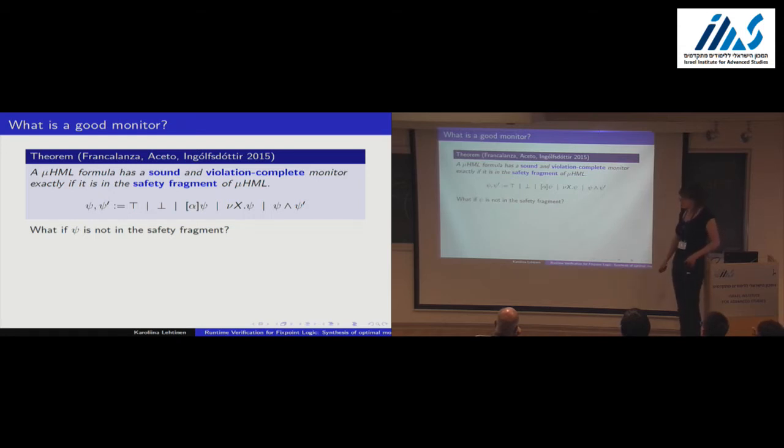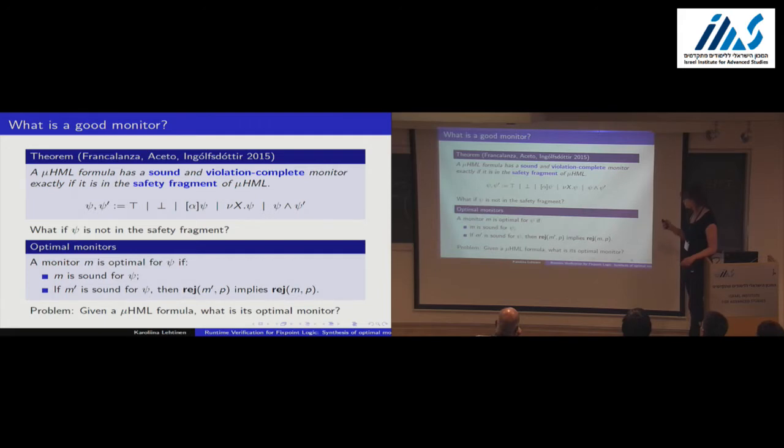So what if your specification is not in this fragment? Then, well, what do you do? There's two things you can do. You can say, well, okay, I'm not going to do runtime verification. I'll go to the pub. My approach is slightly different. I would say, well, let's see what's the best we can do. Can we define some idea of when a monitor is good and better? So a fairly natural thing to do is to say, well, I want the monitor that rejects everything that any sound monitor can reject.